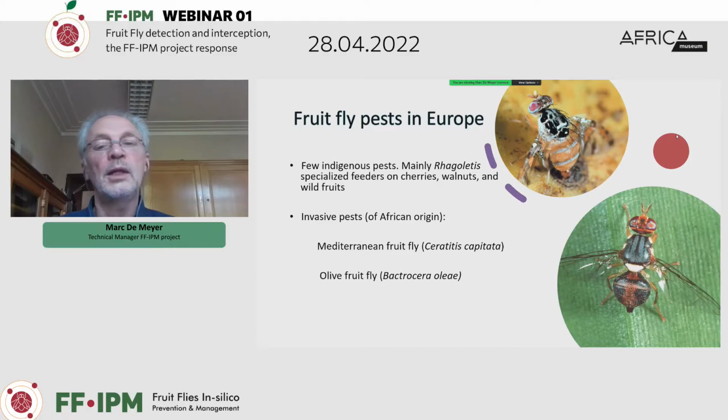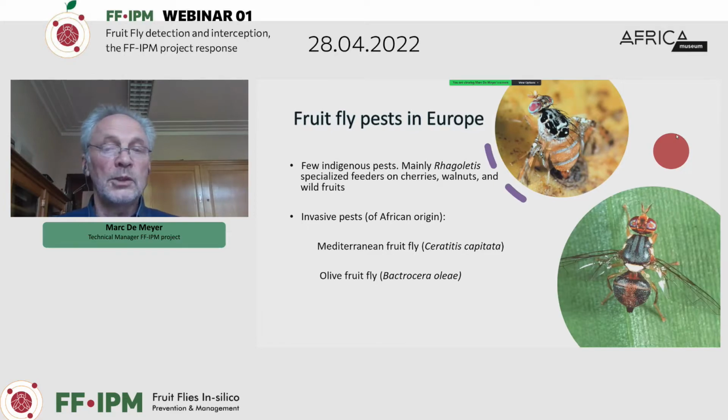However, throughout the years, we already have encountered invasive pests within Europe, and the invasive pests that are established at the moment within Europe are mainly from African origin. The 2 most important ones are the Mediterranean fruit fly, known to most people as the medfly, Ceratitis capitata. It is a species that is of African origin, probably introduced in the 19th century in the Mediterranean region from Africa, and afterwards it spread to other parts of the world. It now has established populations in Latin America and Australia, for example.